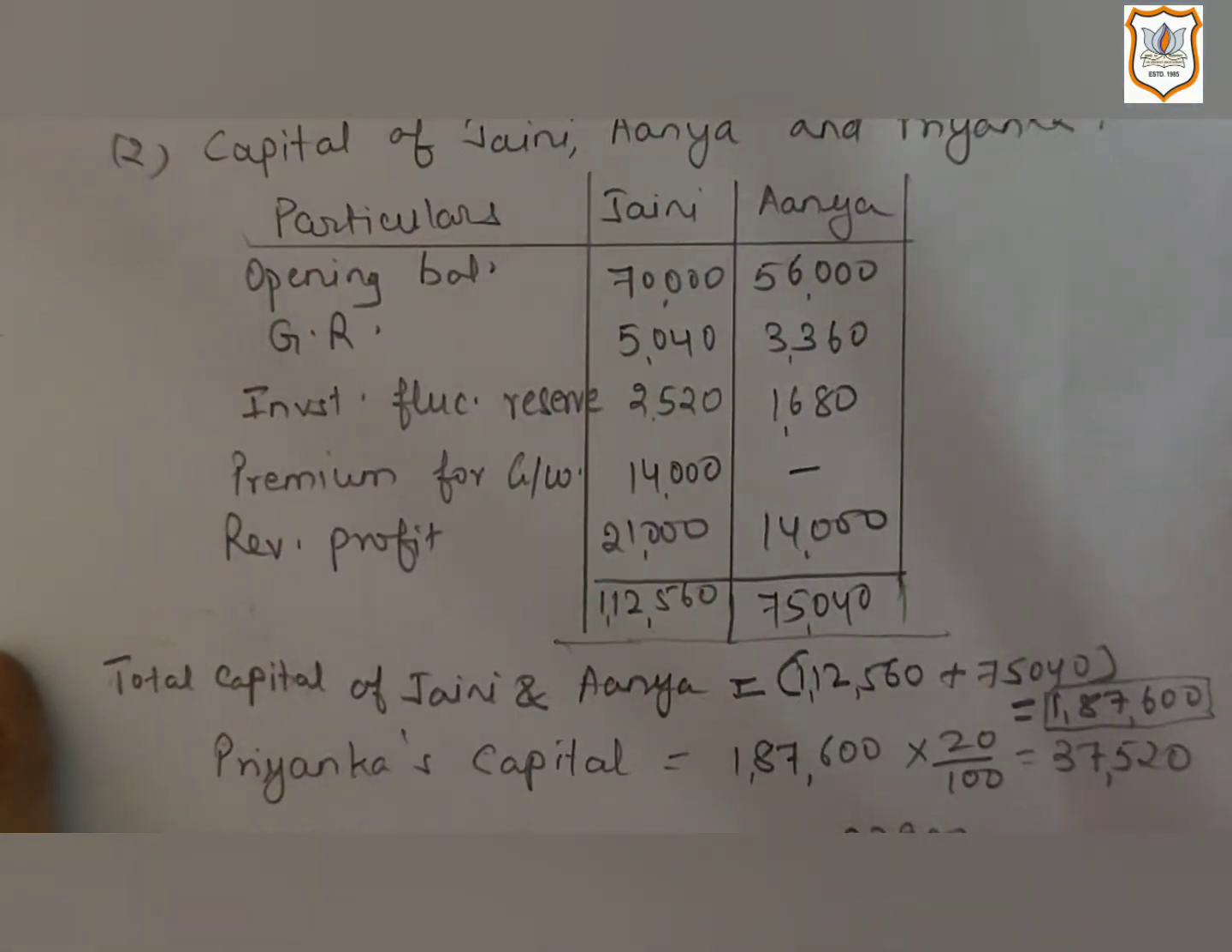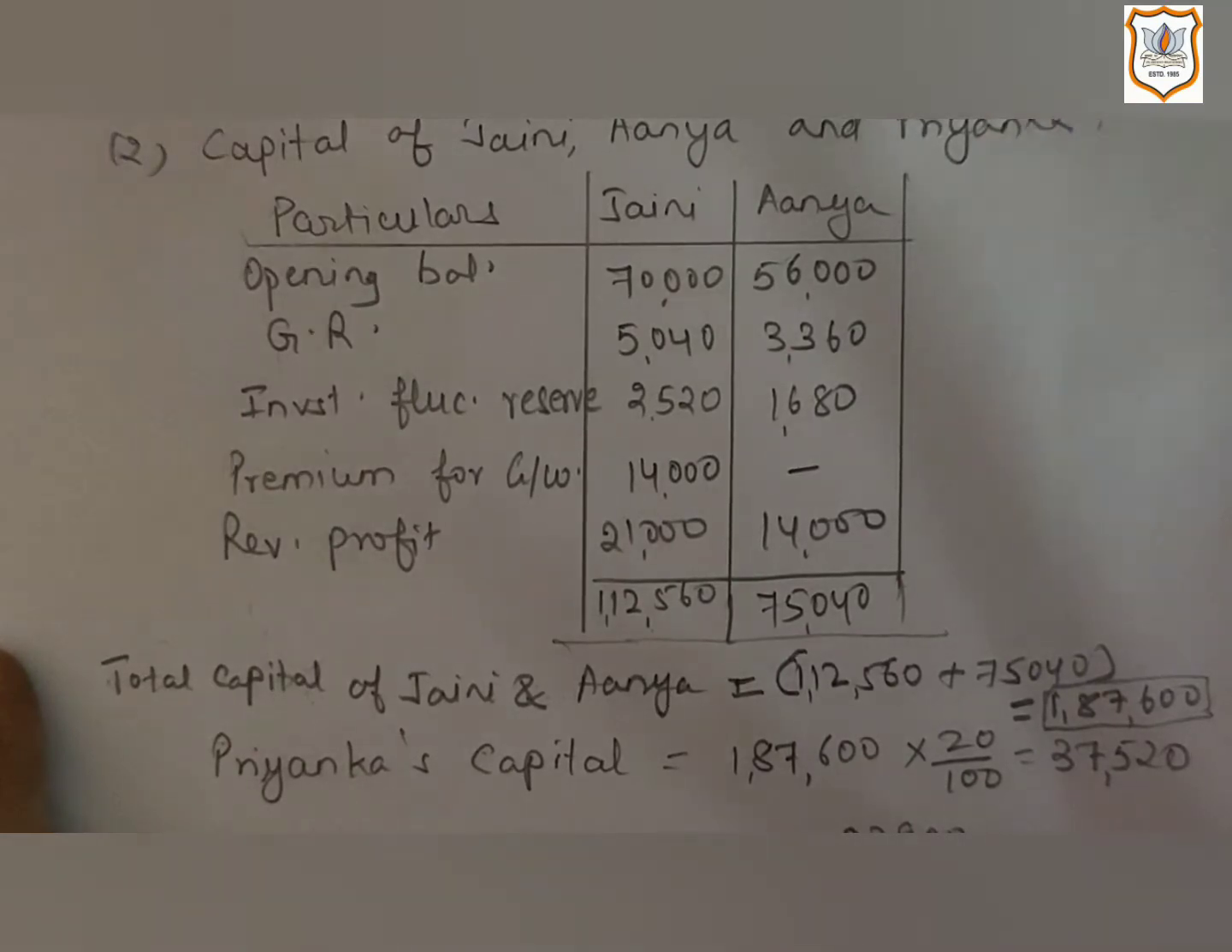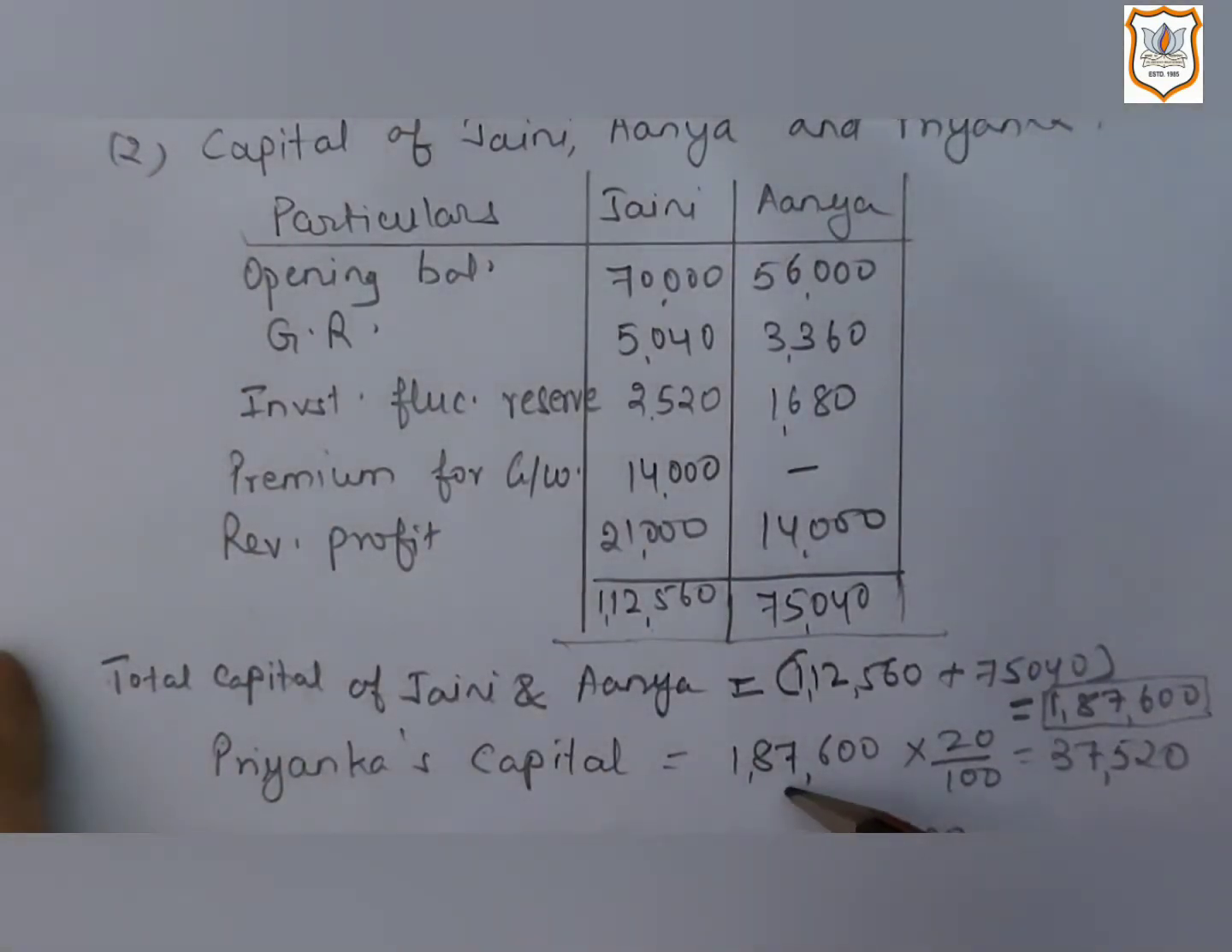And it is given in point number 2 that Priyanka will bring her capital equal to 20% of the new total capital of Jenny and Anya. That means 20% of 1,87,600, that is the total capital of Jenny and Anya. So 20% of 1,87,600 is 37,520. That is the capital of Priyanka.